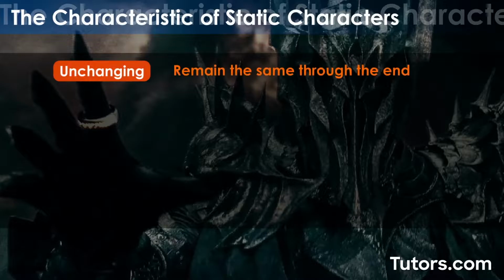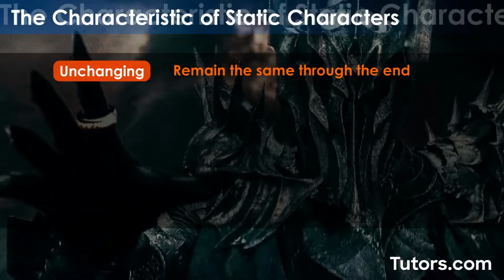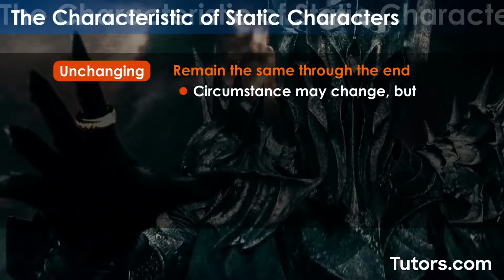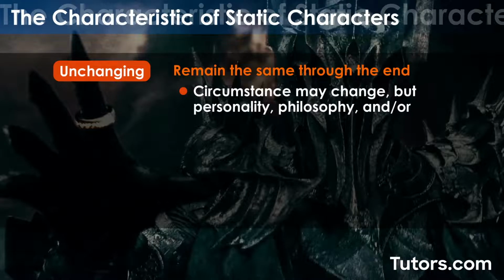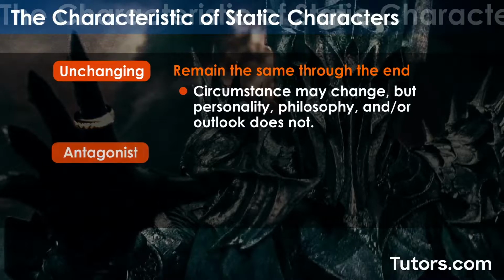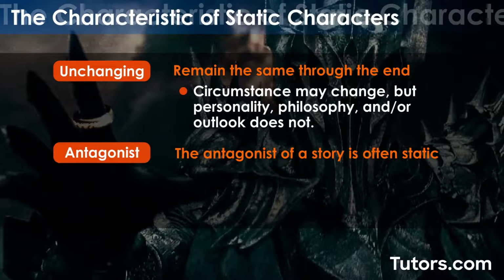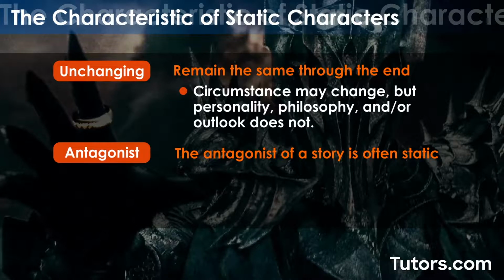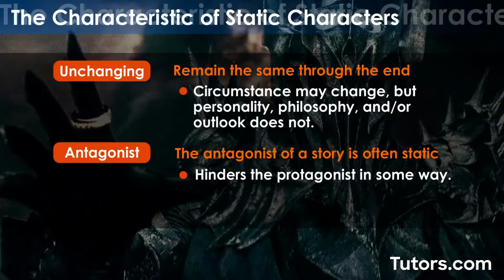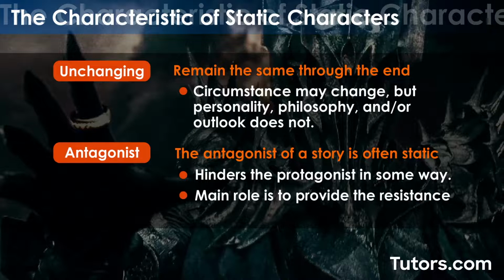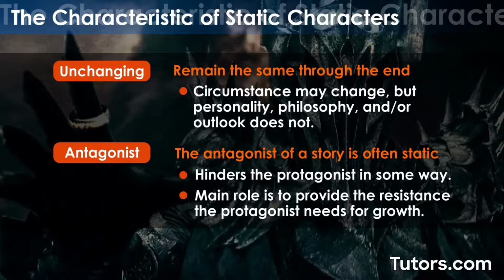Static characters remain the same throughout the story. While their circumstances may change, their personality, philosophy, and/or outlook does not. The antagonist of a story is often static. Their purpose is to hinder the protagonist in some way and provide the resistance the protagonist needs to grow.